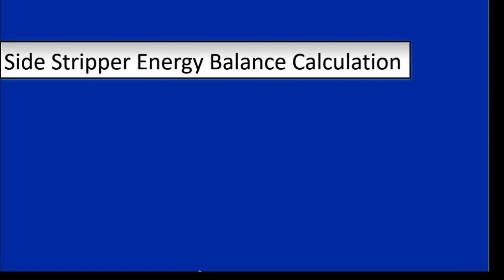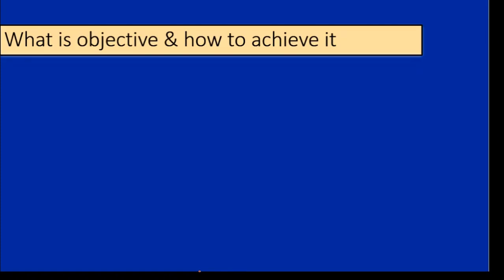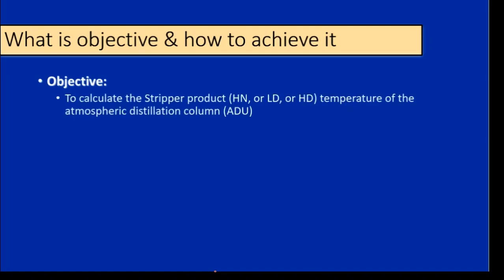So we are going to discuss the energy balance calculation for the side stripper. It is very similar to the energy balance calculation of the bottom stripper. So what is the objective and how to achieve that objective? The objective is to calculate the stripper product temperature of the atmospheric distillation column.